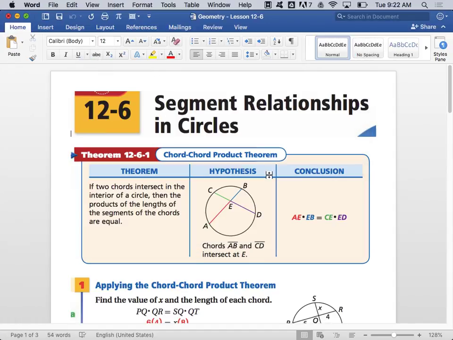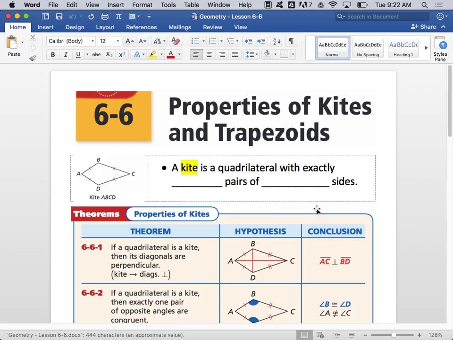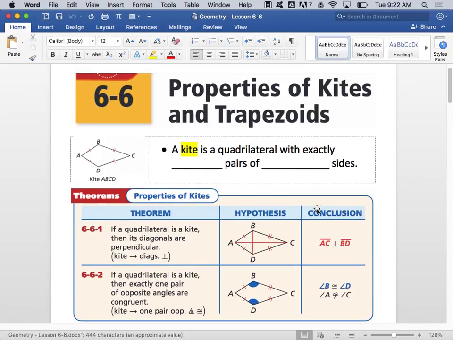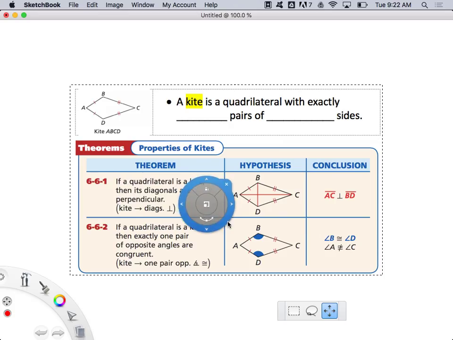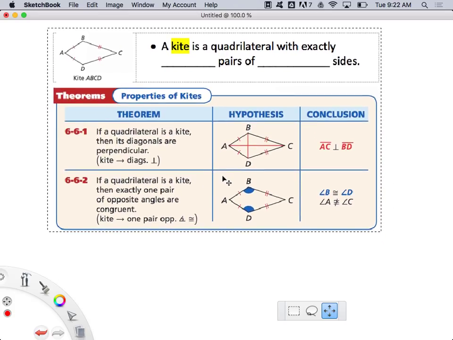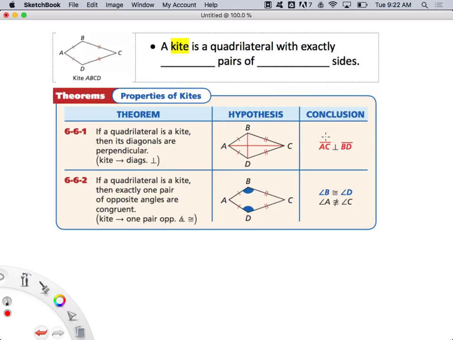Lesson 6.6. Okay, properties of kites and trapezoids. Let's take a look at this one now. A kite is a quadrilateral with exactly two pairs of congruent sides. Two pairs of congruent sides.